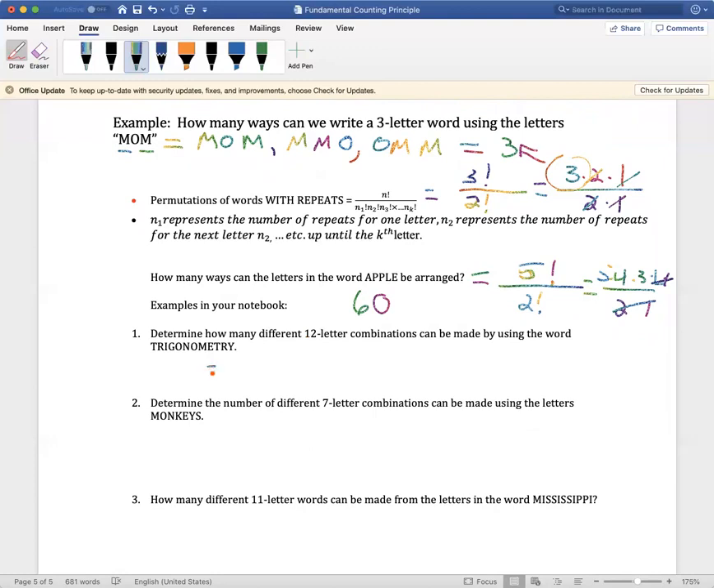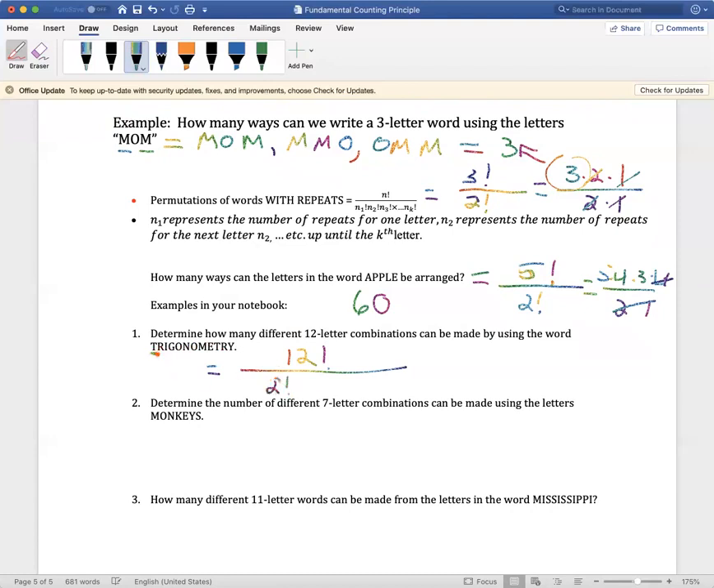All right, trigonometry. Ready. How many letters? Oh, there's going to be 12 letters. So it's 12 factorial in the numerator. 1, 2, 3, 4, 5, 6, 7, 8, 9, 10, 11, 12. Okay, in the denominator goes repeat. Let's take a look at a T. T repeats twice, so we're going to call that 2 factorial.